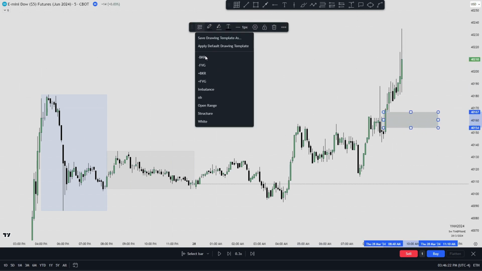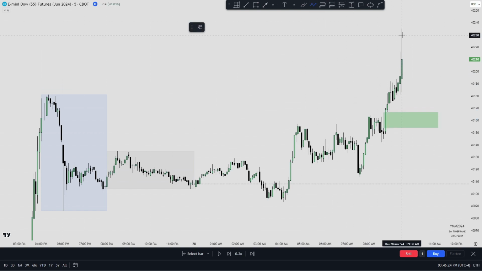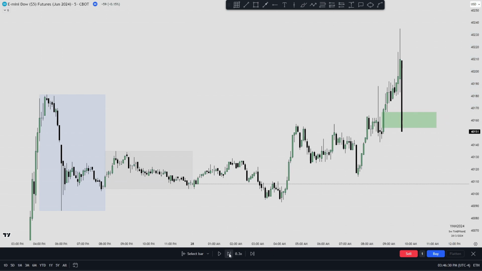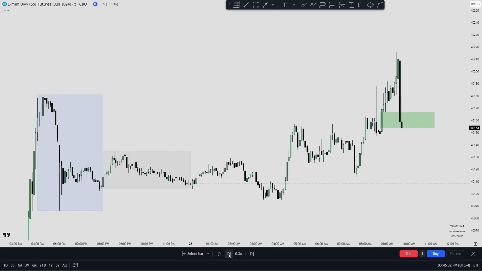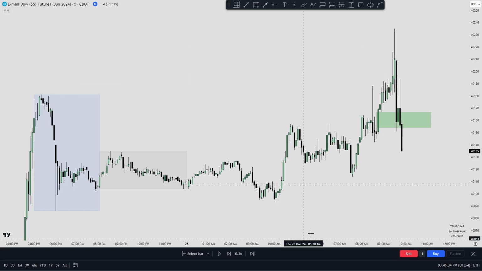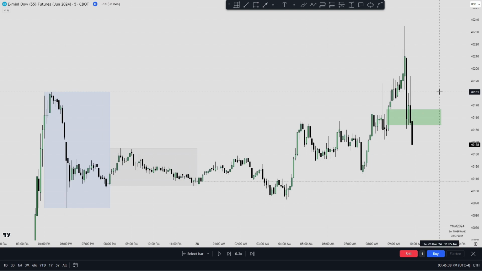So in this case scenario, a lot of ICT traders probably see this bullish fair value gap and anticipate price action to come back down into it, finding support here at this level. And let's see what happens. Those traders would have been stopped out just now because they're not understanding the narrative and order flow.